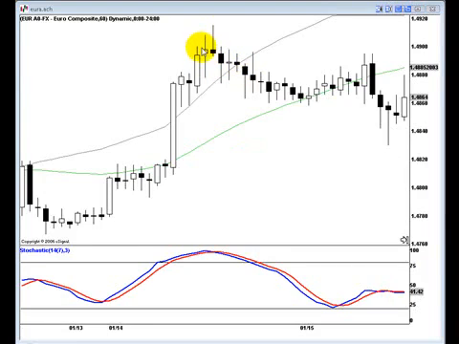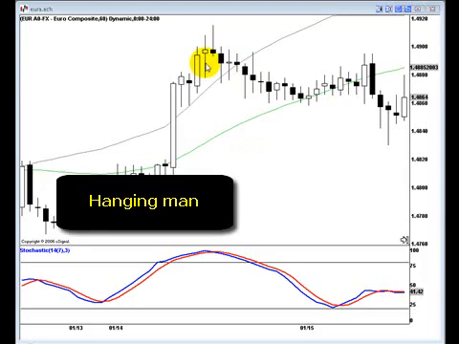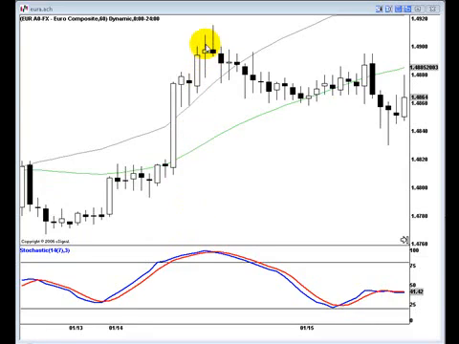Now, this is not as clear as some of the other candle patterns. This is called a hanging man, and it occurs at the top of a trend, and it's often a reversal signal that the trend is about to reverse. The same thing happens on the bottom of a trend. Instead of a hanging man, it's called a hammer, and I'll see if I can find an example of a hammer in a minute.